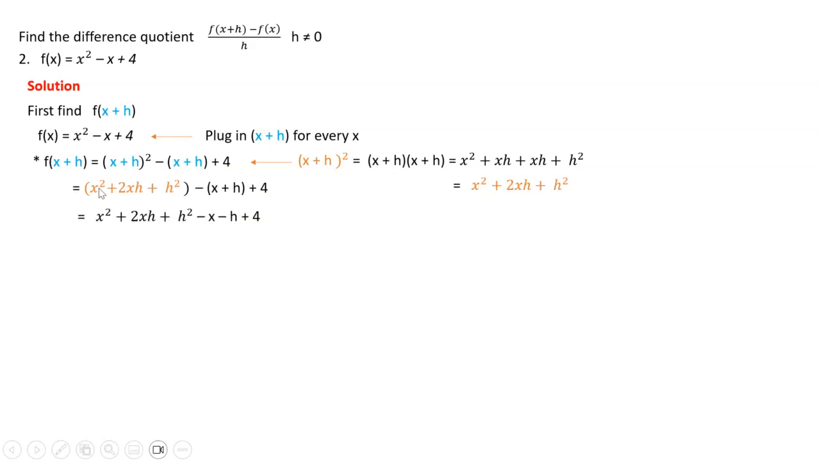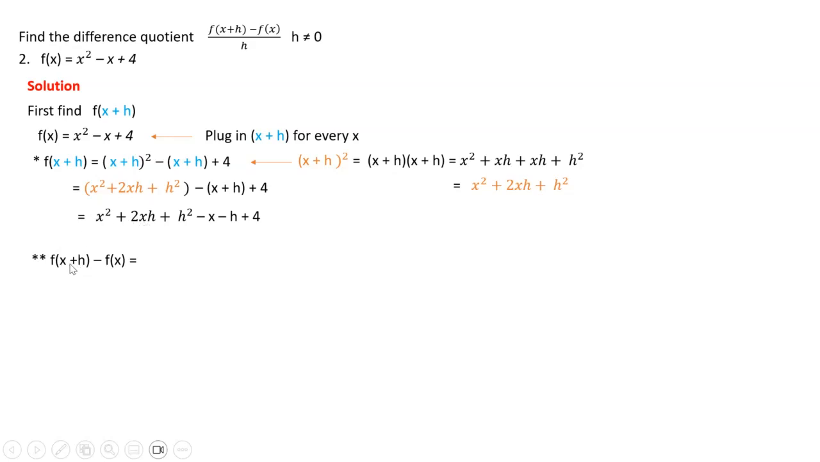Now here, guys, we bring down the x squared plus 2xh plus h squared. And here we have to do the distributive property. Negative times a positive gives you a negative. Negative times a positive gives you a negative. And we just bring down the 4. So this is part 1.